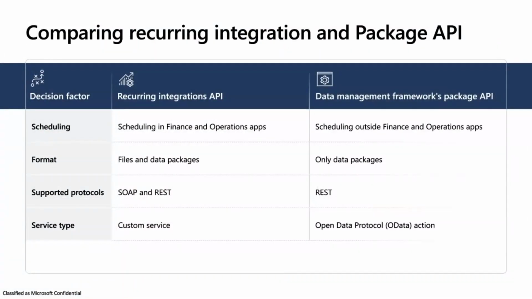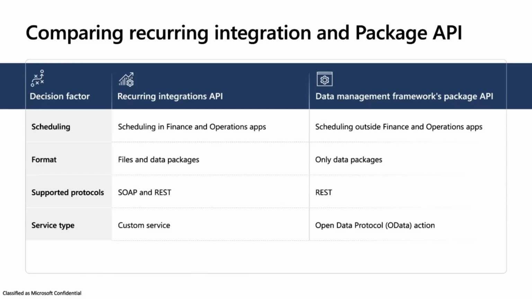Now, the most important part is how to decide when to use recurring integration and package API. The most important part is that with recurring integration, you can schedule that integration within finance and operations. As I said earlier, when you create a data project for recurring integration, you can set up recurring integration. An important part of setting that up is to set up a recurrence. So whenever any client sends a file, it gets into queued status, and then a finance and operations job runs and picks that up to process it. So that's how you control that integration within finance and operations.